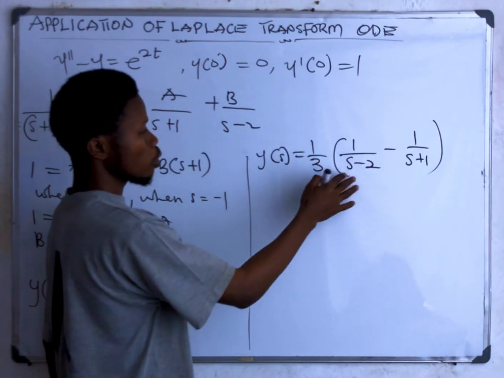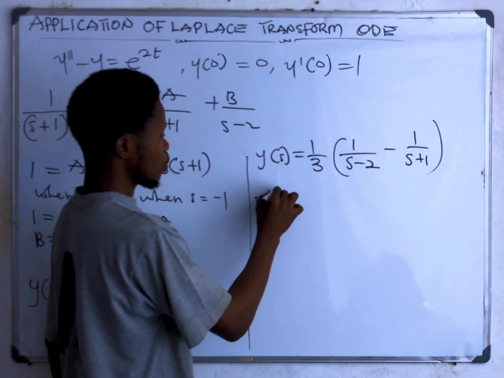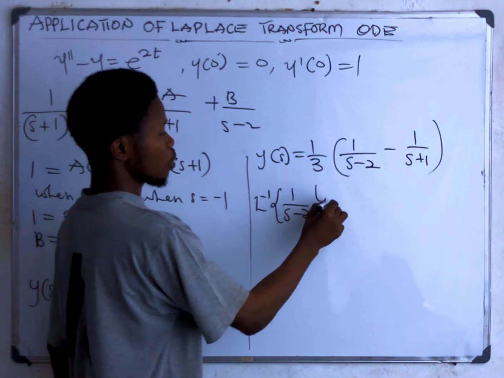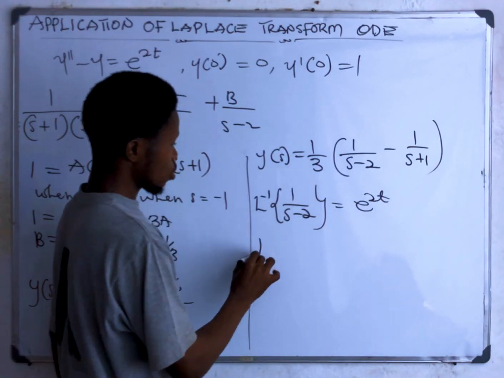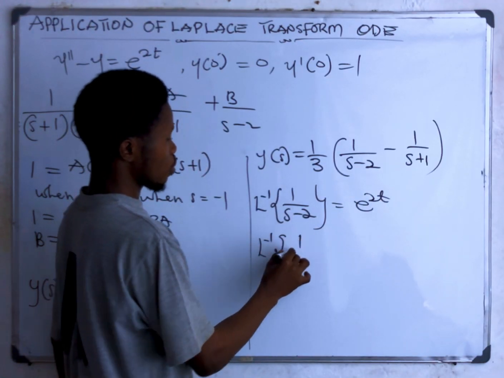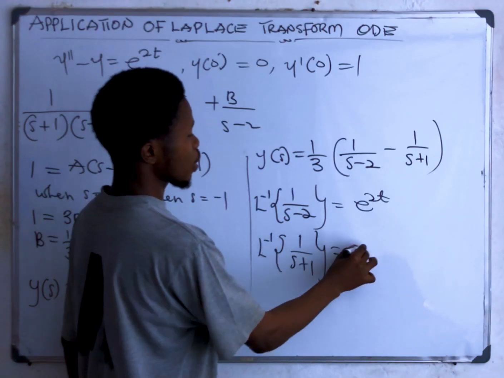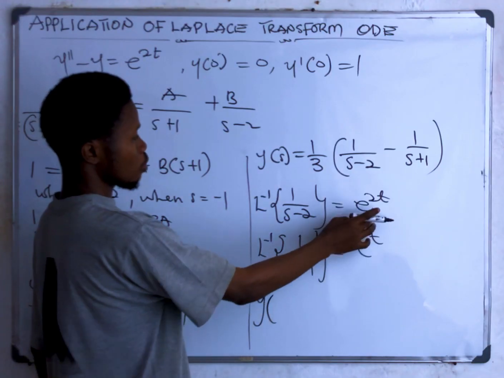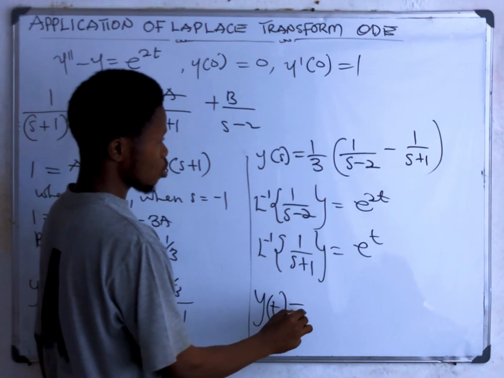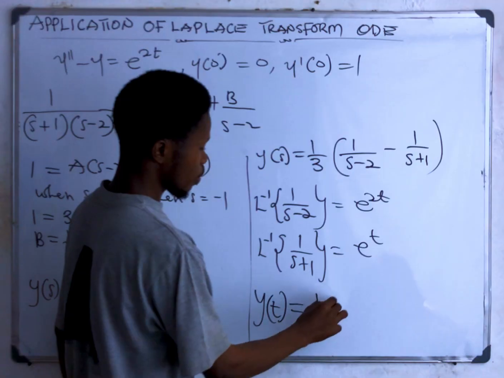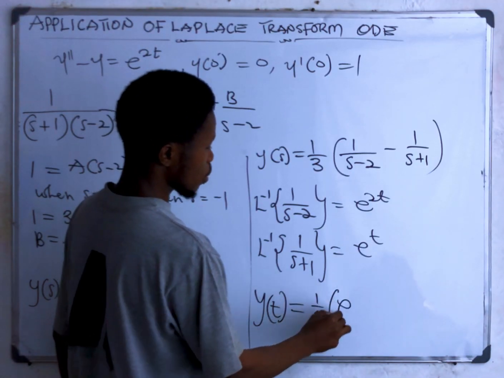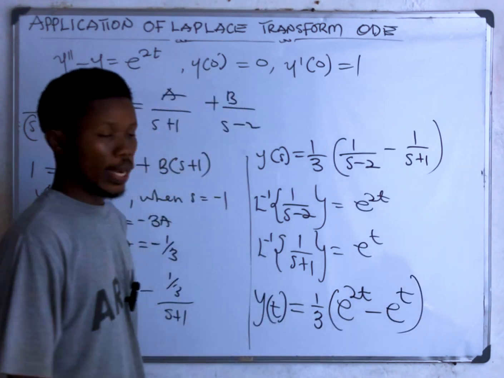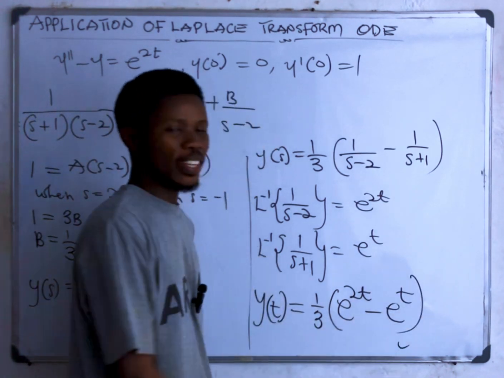Now, if you go to the table, we are going to take the inverse transform of 1 over s minus 2. From the table, the inverse transform of this will give you e to the power 2t. And also, you take the inverse transform of 1 over s plus 1. From the table, that gives you e to the power t. So you just substitute. Our final answer, now in terms of t, becomes y of t equals 1 over 3 outside, e to the power 2t minus e to the power t. That is how we do the transform, and that is our final answer to that.